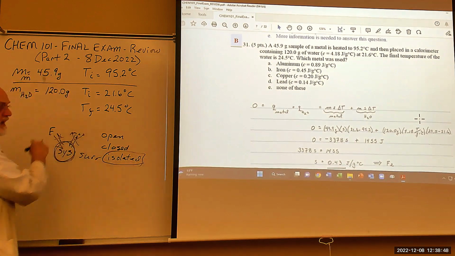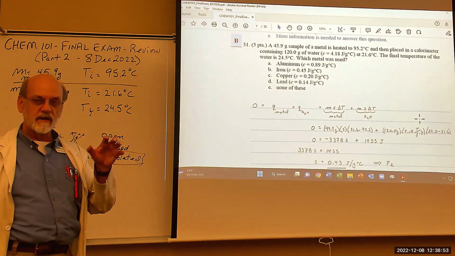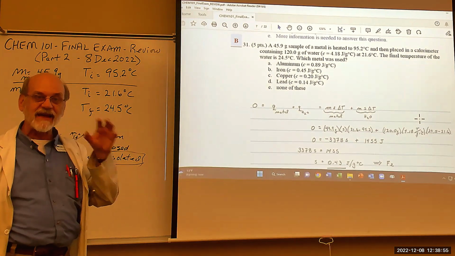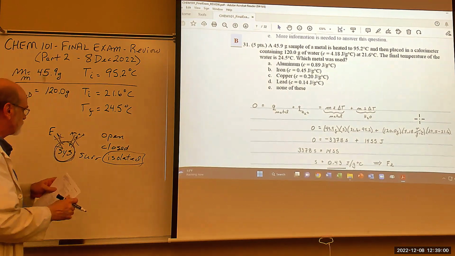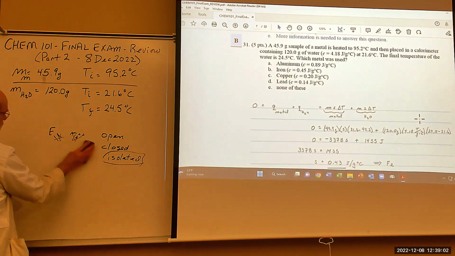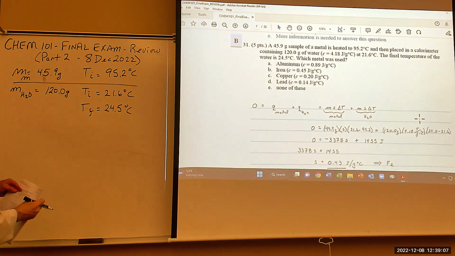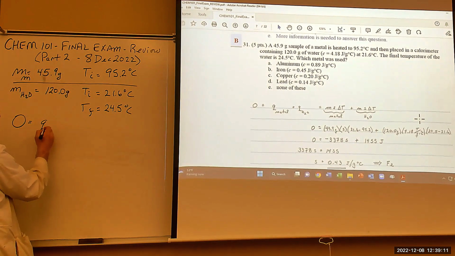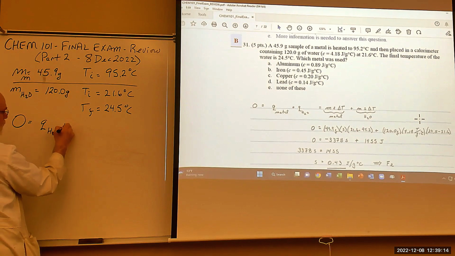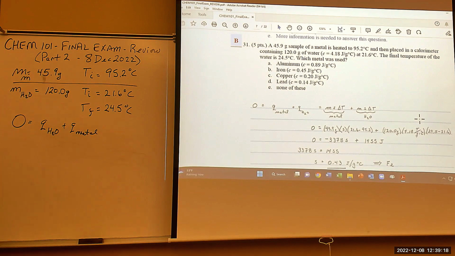That's the kind of system we have in a calorimeter. So everything that happens in that calorimeter has to add to 0. All the heat transfers must be 0. All right. Having said that, what does that mean to our formula? Well, that means that 0 equals any heat change in the water plus any heat change in the metal. Has to be 0. Okay.